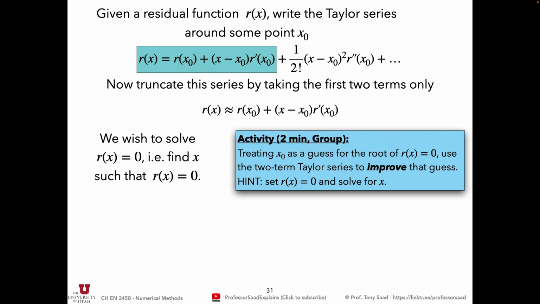So think about what I said. If we can simplify R of x so that we can solve for x to make R of x equal 0, then we can use that as a formula to keep updating x. And this two-term Taylor series is a simplification of R of x, if you think about it. x0 is known. R of x0 is known because you know R. R prime of x0 is also known because you know R prime, because you know R.